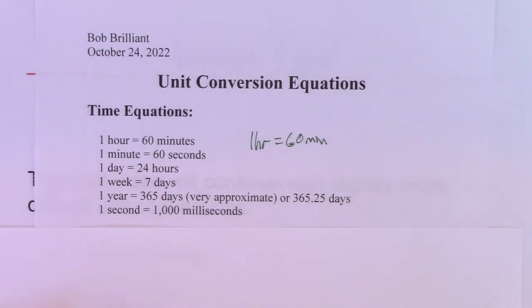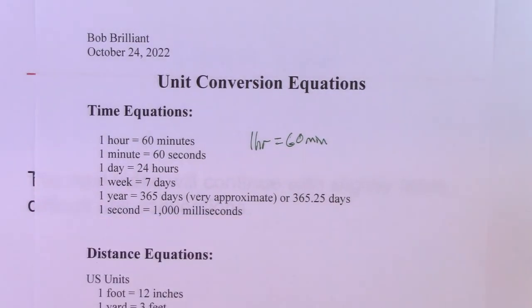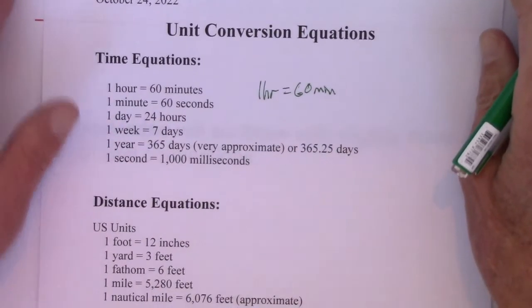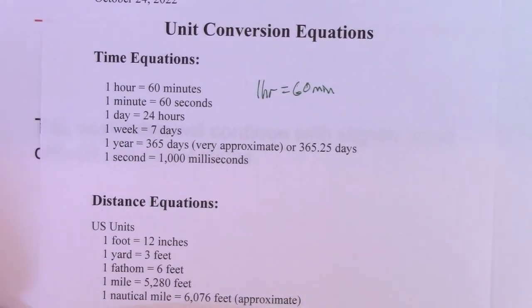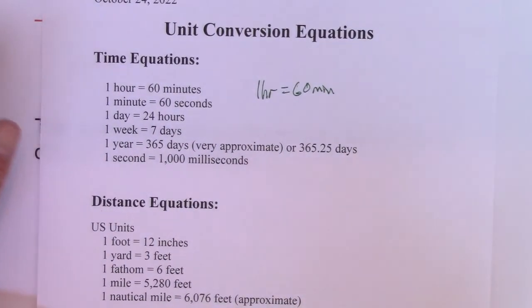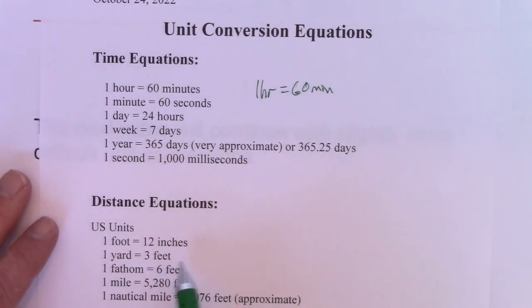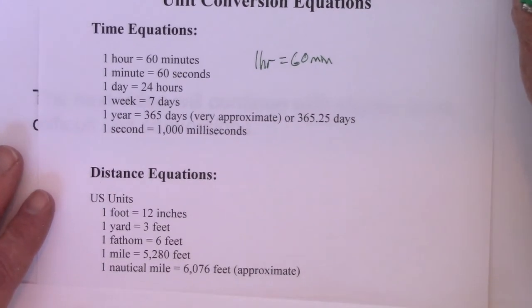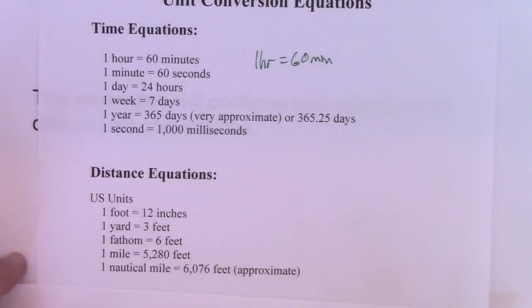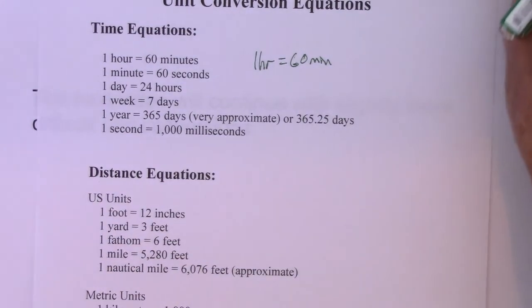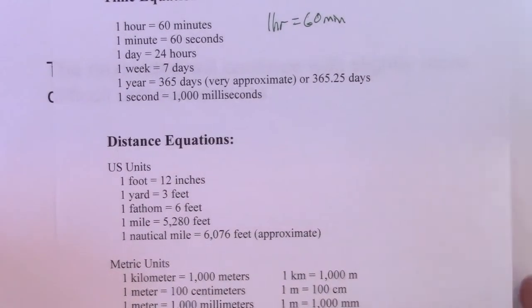Okay, you've restarted the video now. Let's do some more of these equations. We're going to do some distance equations, and first we'll do them with US units. Remember, we have both metric and US units, so write down all of these distance equations that you can use for creating conversion ratios in the future, and then restart the video. Okay, you've restarted the video. Now we're going to do some more of these.